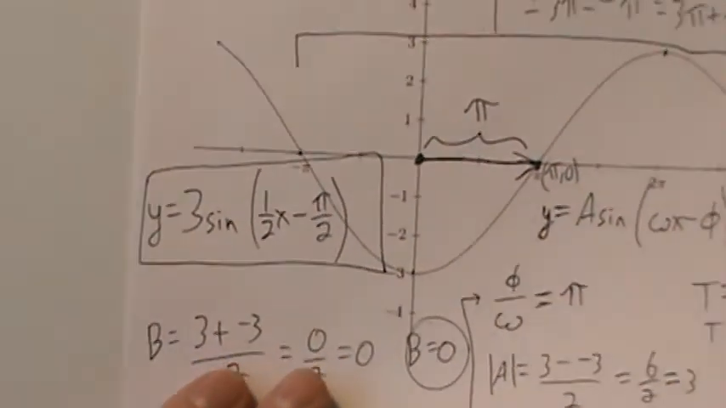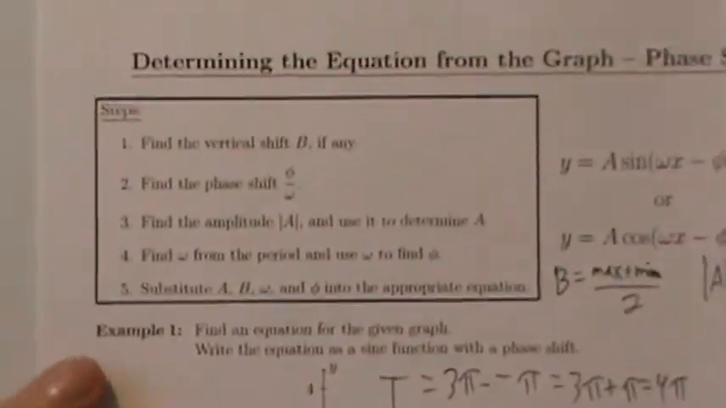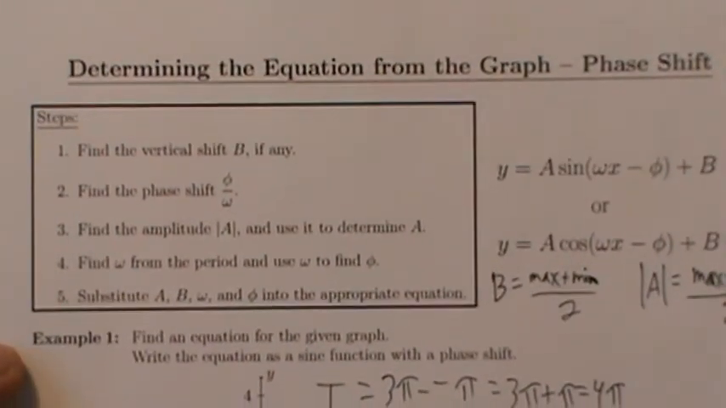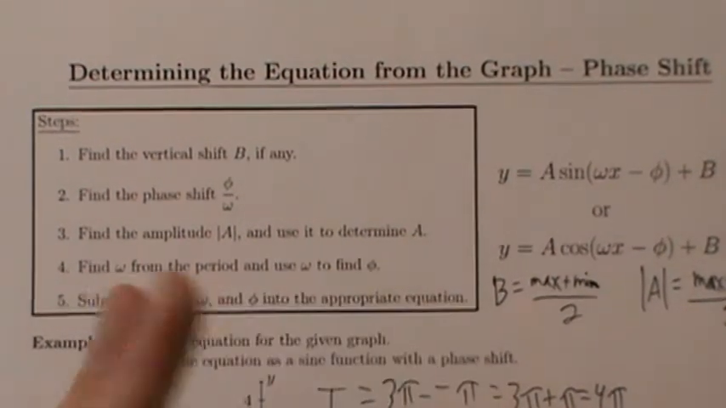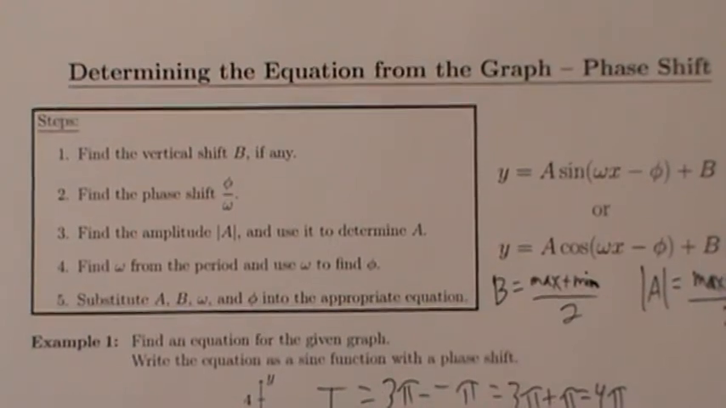Okay, so that's it for example 1 for getting the equation from a graph with a phase shift. So we see it's a little bit different from without a phase shift, but it's not really that much worse. So example 2 coming up in the next video. And again, here's our answer.